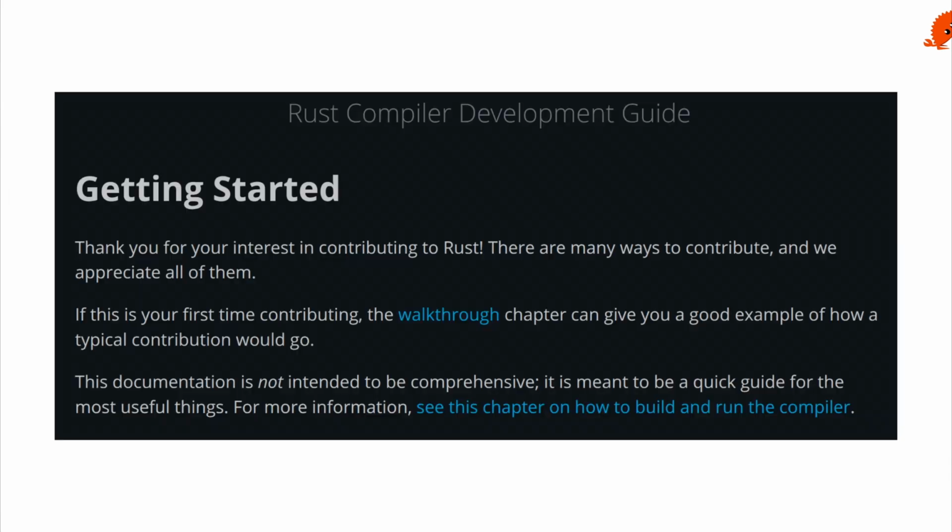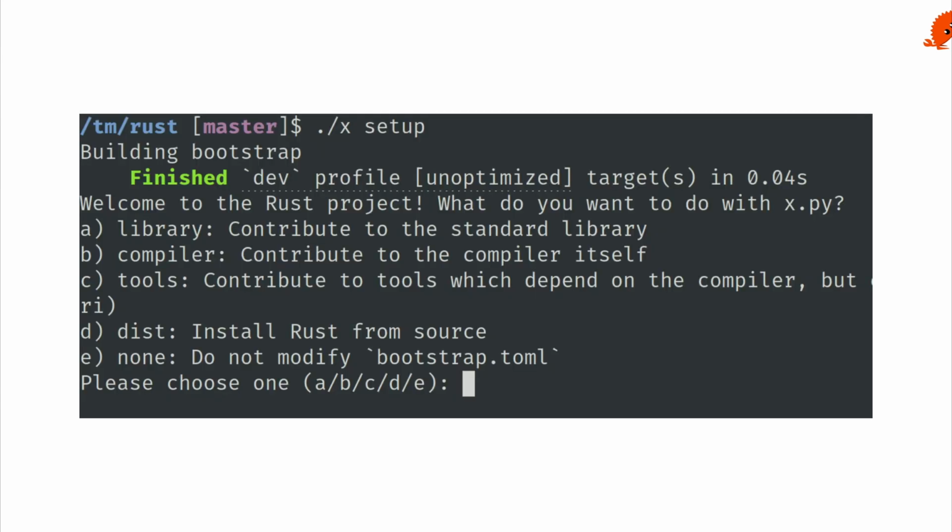We also care a lot about empowering new contributors, because we need new people to join the project to make sure that it will be sustainable in the future. So we have a lot of books and documentation about how to contribute to Rust. For example, this is the Rust compiler development guide, which has a very detailed walkthrough about how to contribute to the compiler.